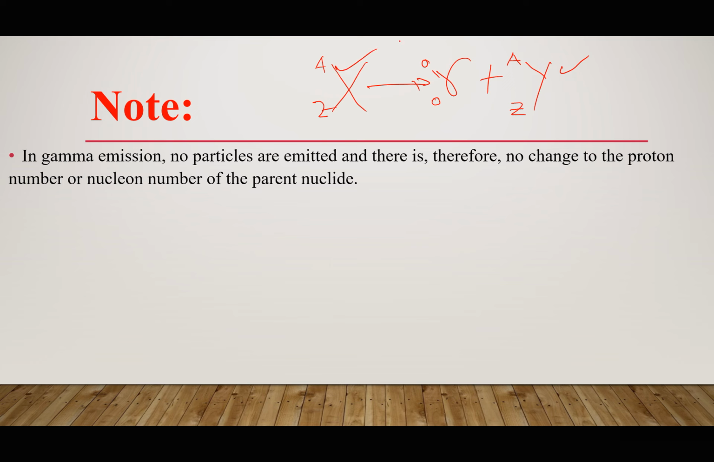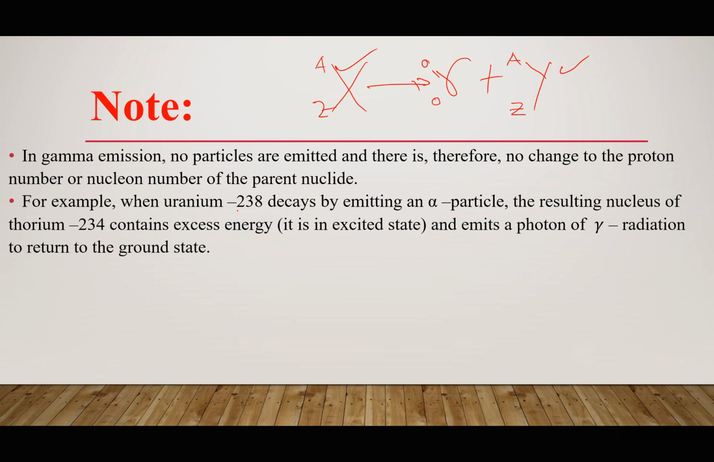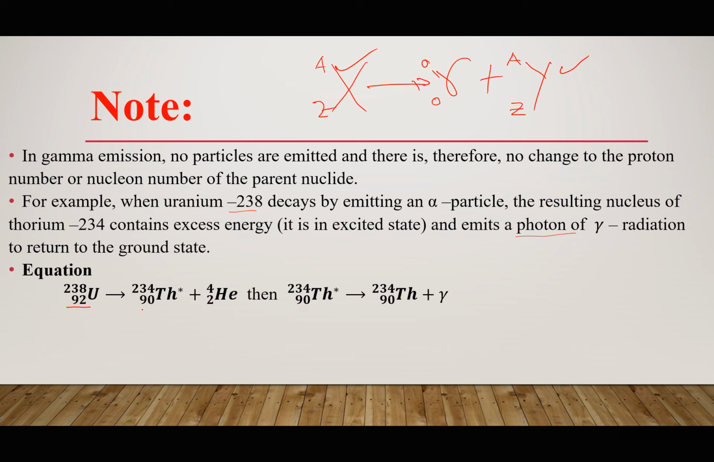So there is no change to the proton number or nucleon number of the parent nucleus when a nucleus decays by emission of gamma photons. For example, when uranium-235 decays by emission of an alpha particle, the resulting nucleus is thorium, and it contains excess energy. It is said to be in an excited state. Then thorium can emit photons of gamma radiation to return to the ground state. So we started with uranium to get thorium. Here there was a change from uranium to thorium. But then thorium is still unstable. It just sheds off energy in the form of gamma photons to form a more stable thorium.